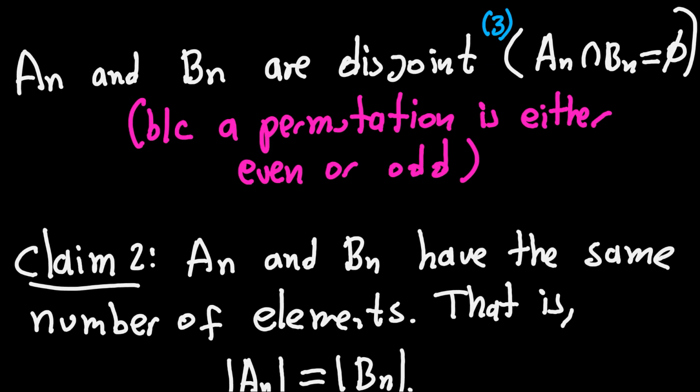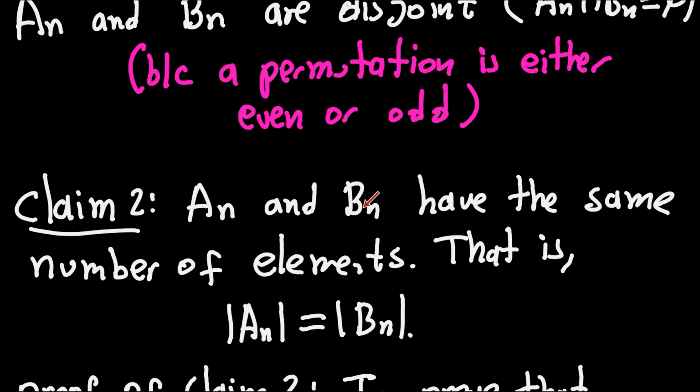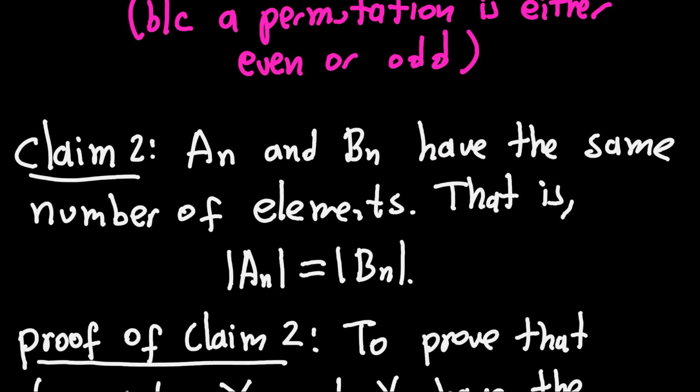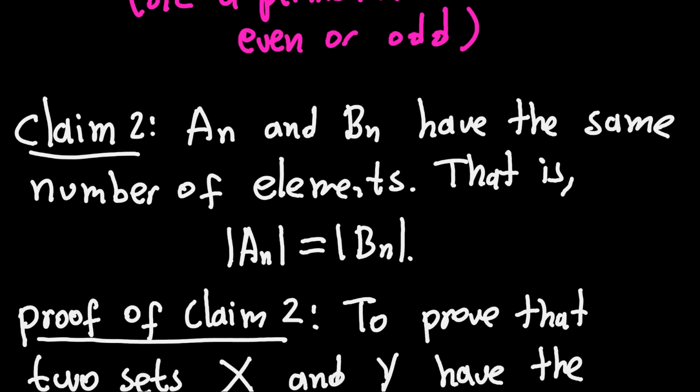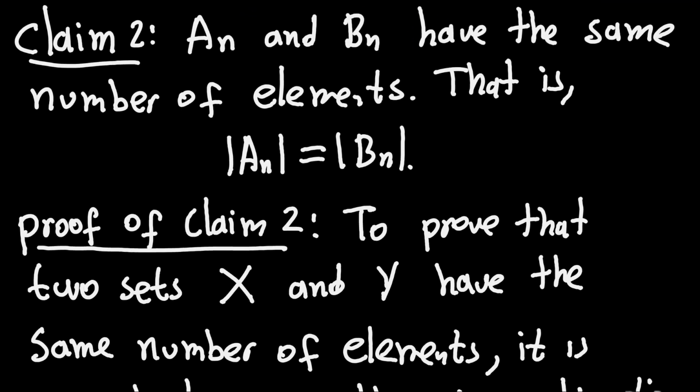Okay, the second claim is that these two sets, An and Bn, have the same number of elements. What I mean by that is the number of elements of An is the number of elements of Bn, so the number of even permutations is equal to the number of odd permutations. One of the reasons I wanted to go over this proof is because it has an idea on how to check that two sets have the same number of elements.